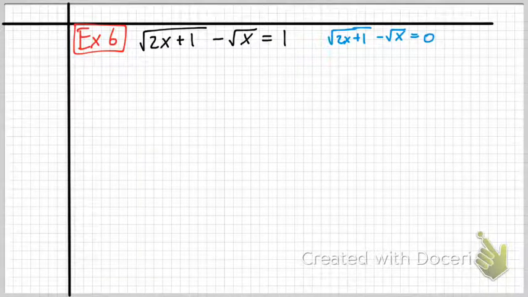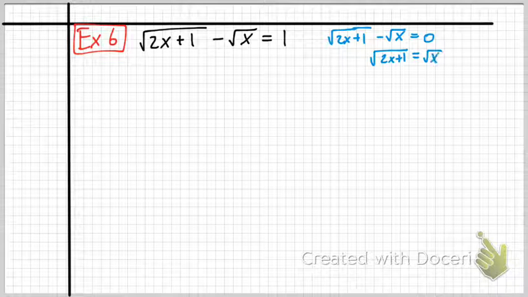So my goal was to get one square root on each side. So square root of 2x plus 1 is equal to square root of x. And that was because when I squared both sides, it would be nice and clean and I would get rid of both of my square roots at the same time. Now, I'm not going to quite be able to do that. I'm going to get pretty close.